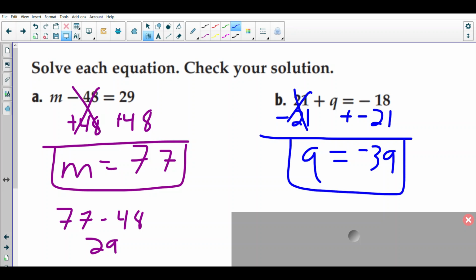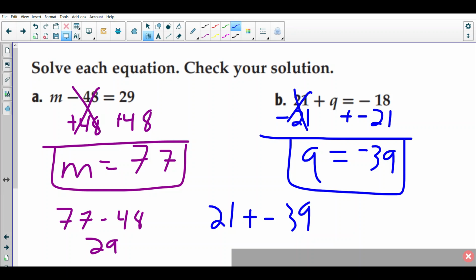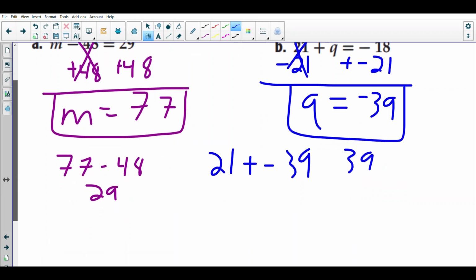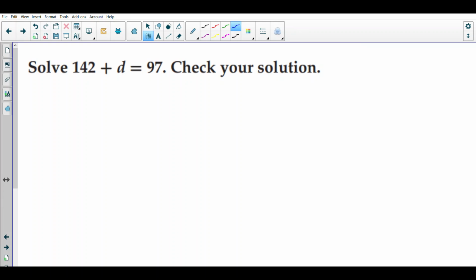So there's my answer, and I'm going to check with negative 39. I've got 21 out front, 21 plus negative 39. Going back to our rules, our signs are different, so 39 minus 21 gives me 18. The signs are different and the absolute value of 39 is bigger, so my answer will be negative. So I get negative 18, and that is a check.